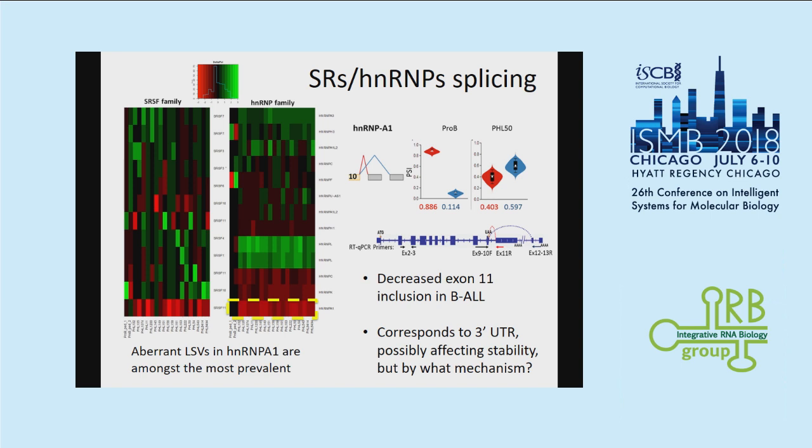So essentially, this exon is skipped to exon 12 or 13. And when we map this back to the genome, we see that this actually corresponds to the 3' UTR. And because it corresponds to the 3' UTR, we think this may be affecting the stability of the RNA transcripts.